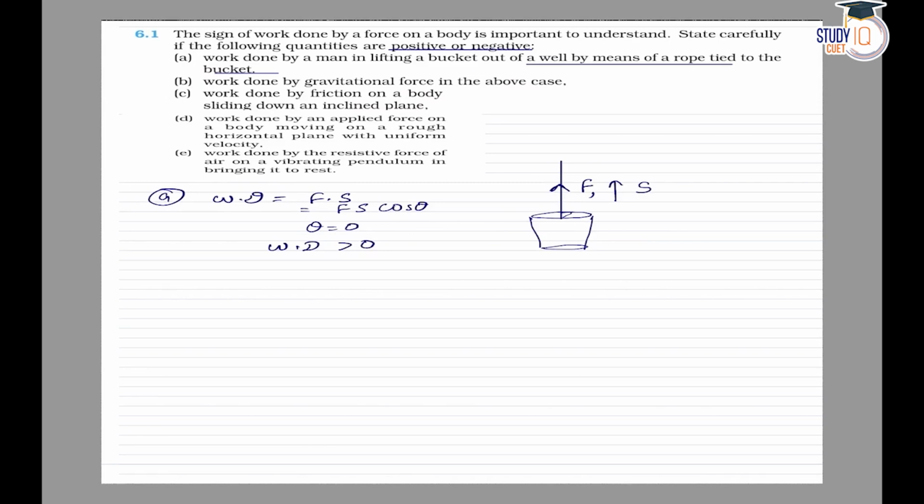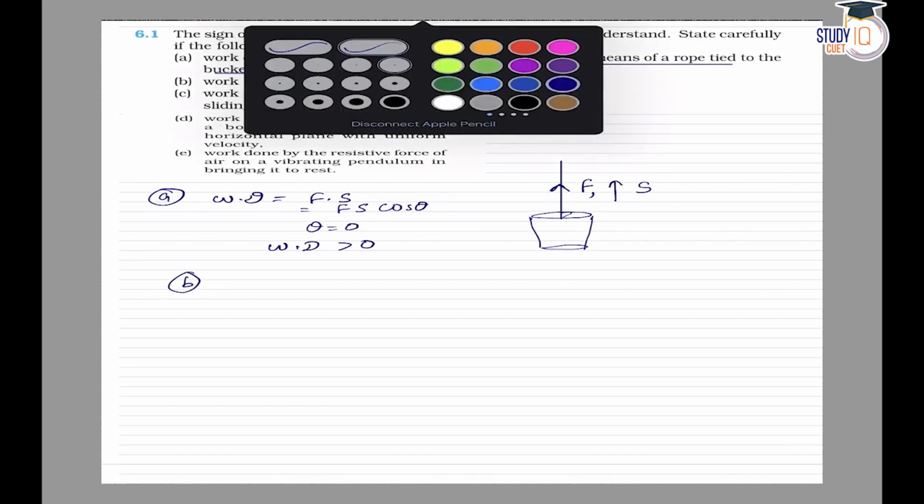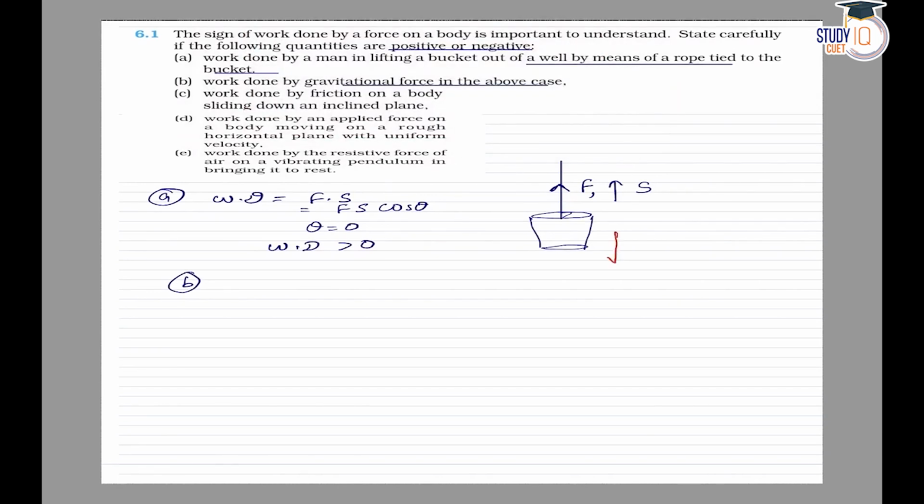Moving to B part, work done by gravitational force in the above case. As we all know, due to gravity, the force acting on the bucket is mg in downward direction. And the displacement of the bucket is in upward direction. So work done is equal to F dot S, Fs cos theta, where theta is the angle between the force mg and displacement s. From this we can clearly say that theta is equal to 180. So we get work done is negative. So work done would be less than 0.